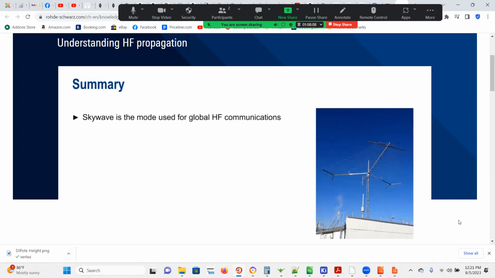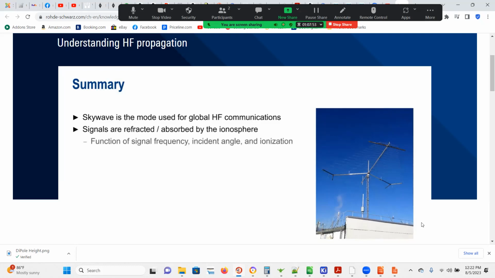Global HF communications are usually based on skywave propagation rather than on direct line of sight or ground wave propagation. In skywave, signals are refracted by the ionosphere, although the effect of some layers is more to absorb signals than to refract them. Whether or not a signal is refracted or absorbed by the ionosphere is largely a function of 3 things: the frequency of the signal, the incident angle, and the amount of ionization in the upper atmosphere.